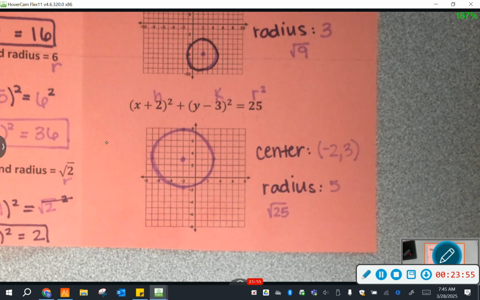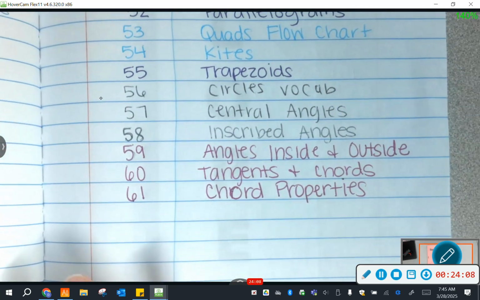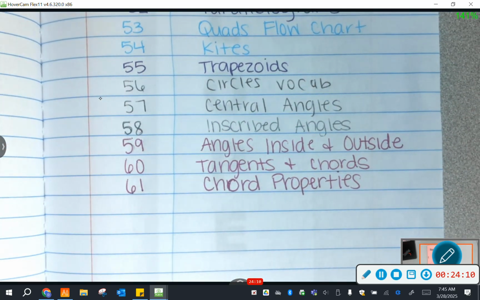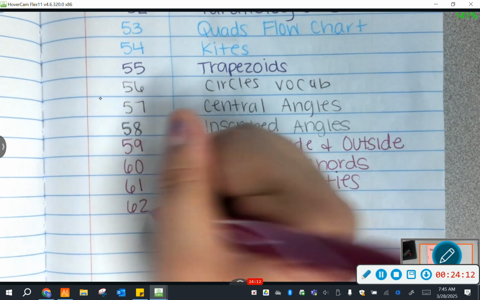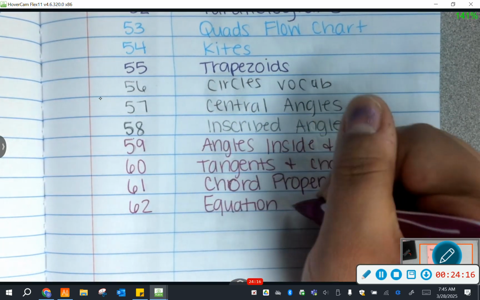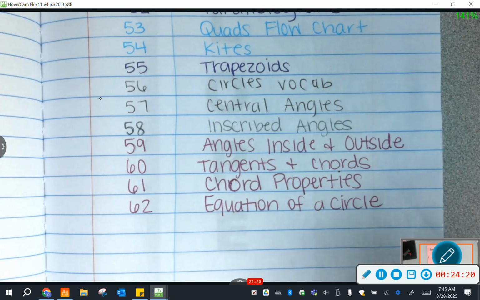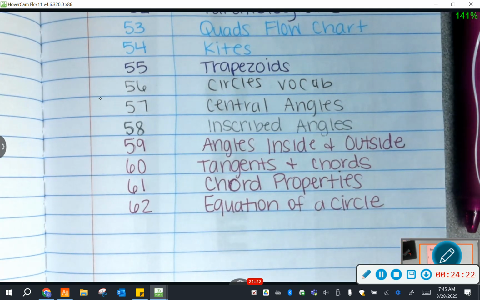Do we feel pretty good about this? Pretty basic, right? Biggest thing you need to remember, X and Y, you have to do the opposite signs, and then it's R squared. We are going to add this to page 62. Equation of a circle. Add this to page 62 and glue it in, please.